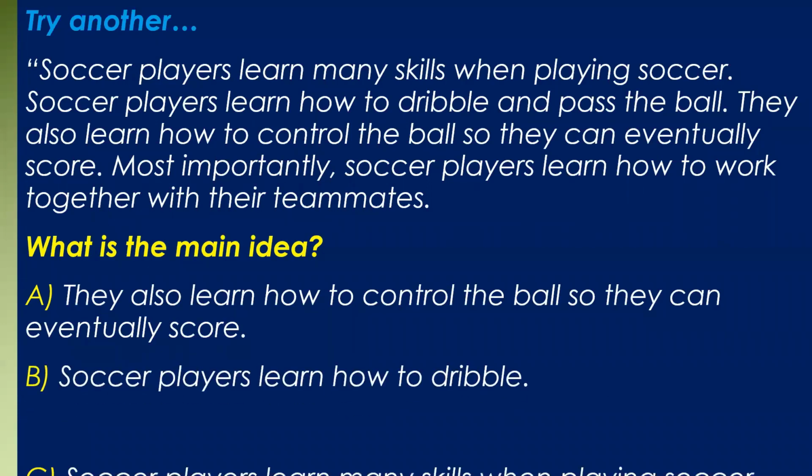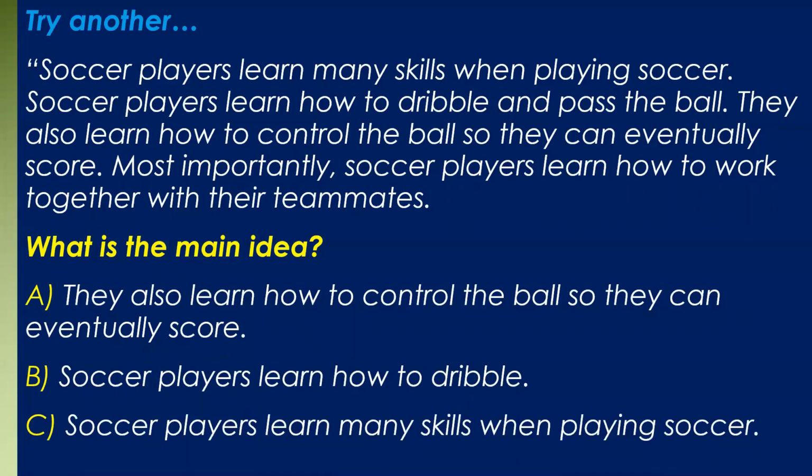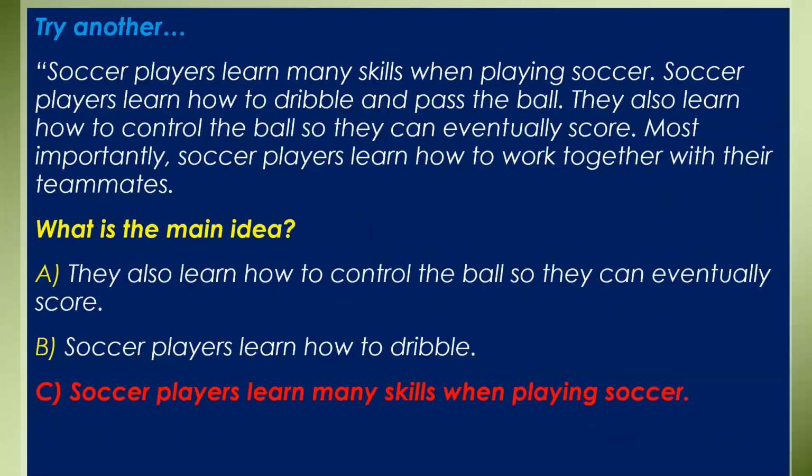You can see here we have 3 options. A, they also learn how to control the ball so they can eventually score. And B, soccer players learn how to dribble. C, soccer players learn many skills when playing soccer. Now you can see and check what is the right answer. Is it A, B, or C? Okay, most of you are saying that it is C. So if C is the answer, let's see. Yeah, C is the right answer. And the rest is your supporting detail.